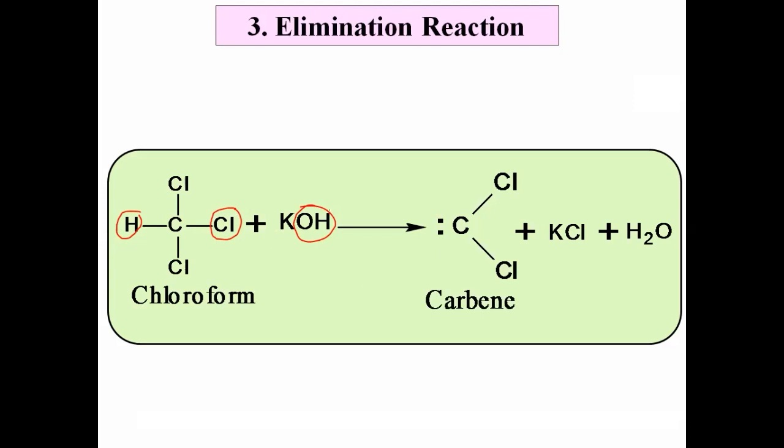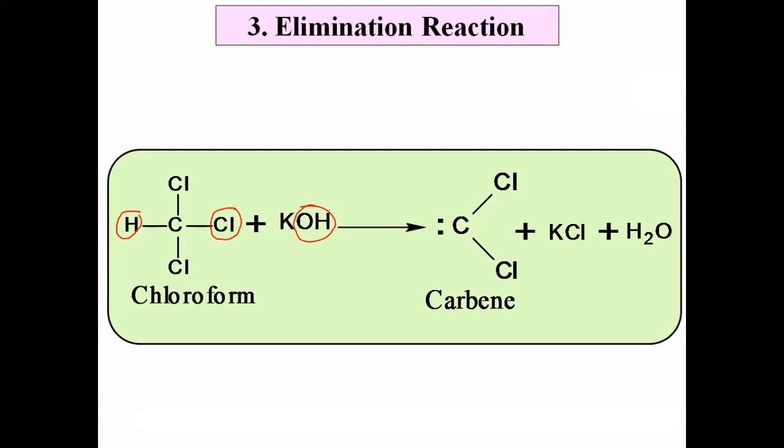Thus, in this reaction, two atoms, one hydrogen and the second chlorine, are removed from chloroform without any replacement, without being replaced by another atom or group. We are not doing any replacement here; one hydrogen and one chlorine leave from chloroform, and that reaction is called elimination.